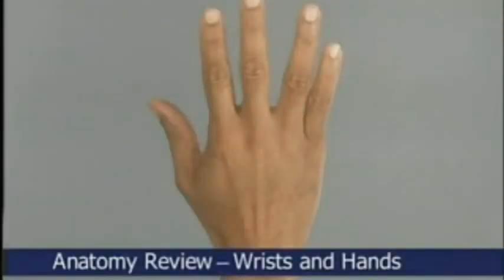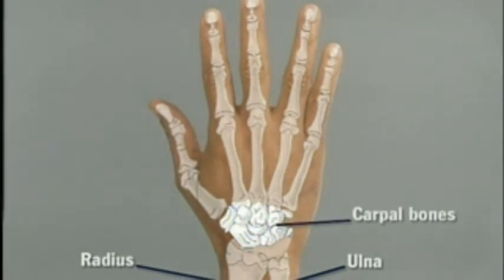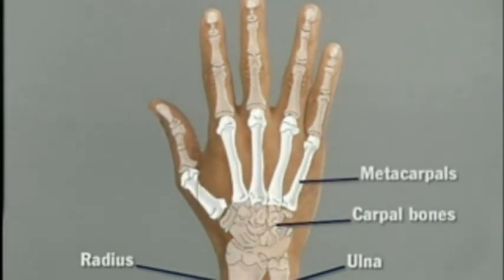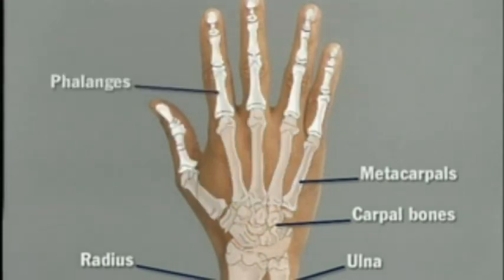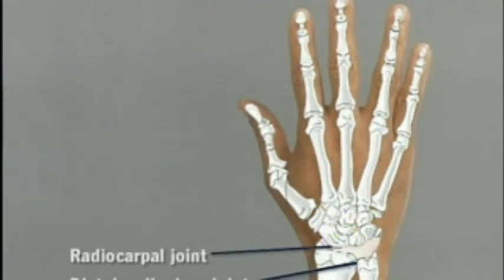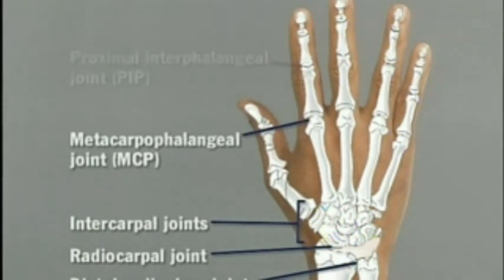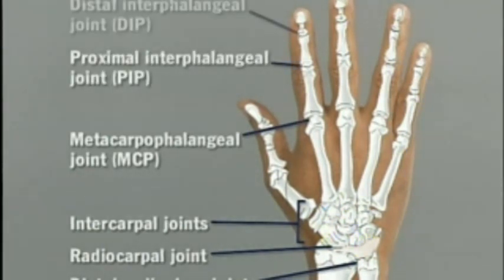Before examining the patient's wrists and hands, consider these important structures. Bones of the wrist and hand include the distal ulna and radius, the carpal bones, the metacarpals, and the phalanges. Related joints include the distal radioulnar, radiocarpal, intercarpal, metacarpophalangeal, proximal interphalangeal, and distal interphalangeal.